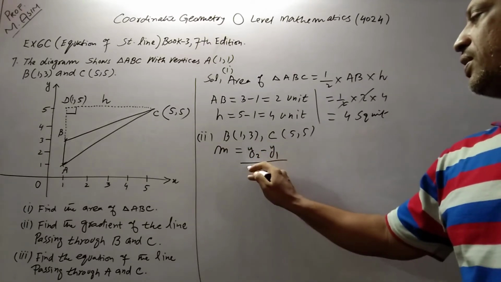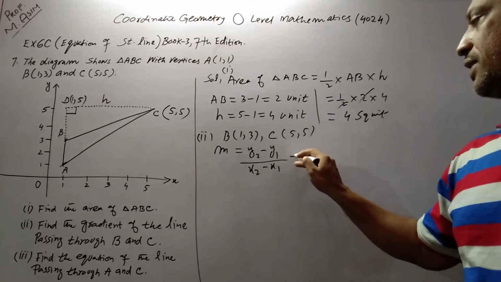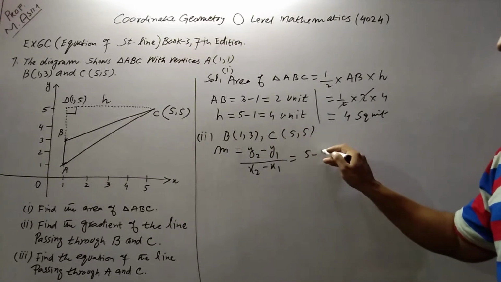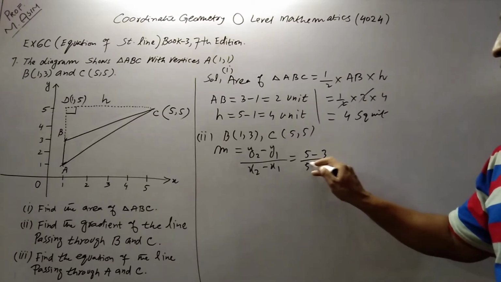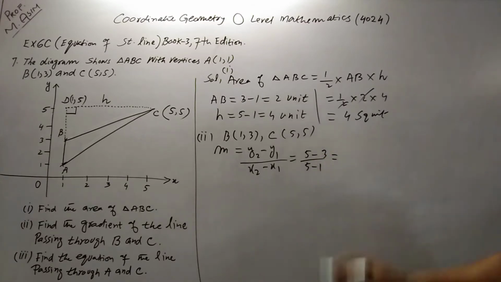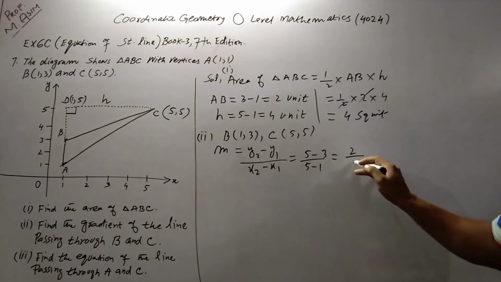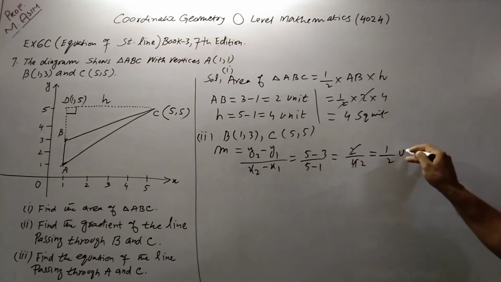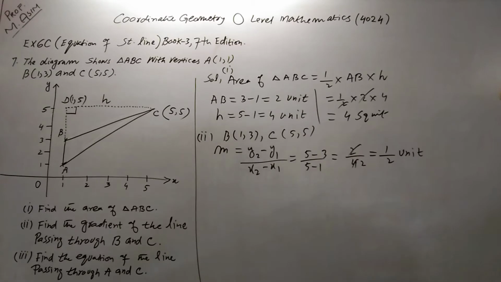y2 minus y1 over x2 minus x1. Here y2 is 5, y1 is 3, so 5 minus 3 upon 5 minus 1. 5 minus 3 is 2, 5 minus 1 is 4, 2 ones are 2, 2 twos are 4. So 1 upon 2 units is our required gradient.